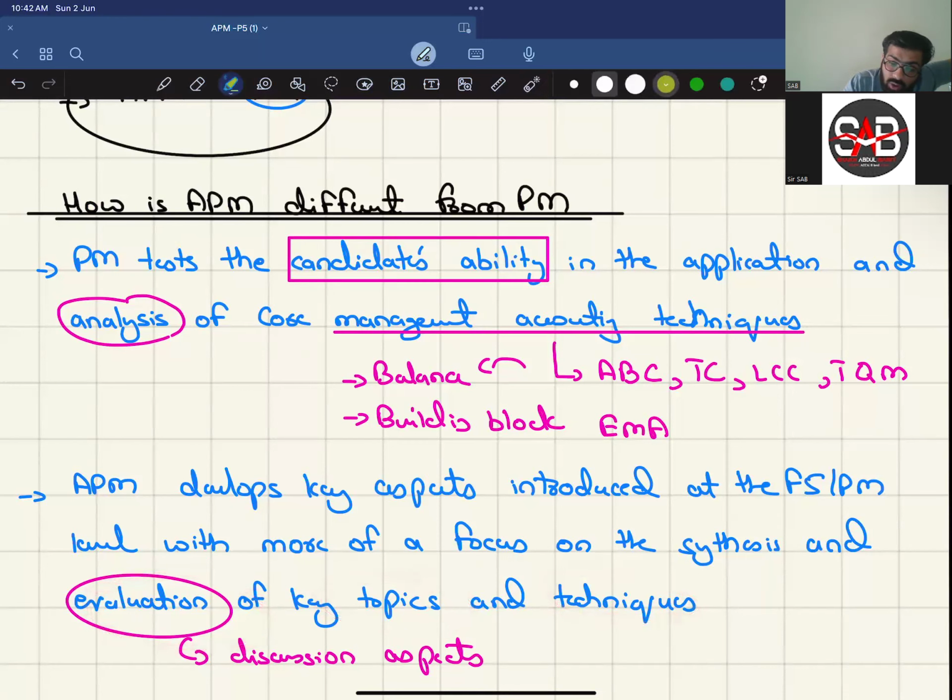That means your role will be to discuss. Your role will be to do the discussion, to have a discussion aspect here, so that you can term yourself as advanced performance management. Now, this paper can term itself advanced performance management.